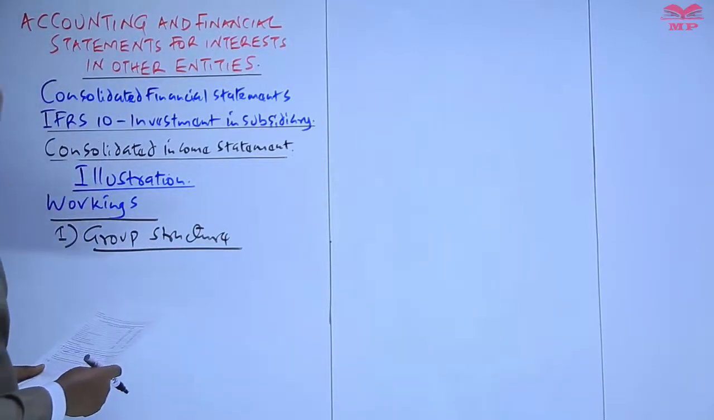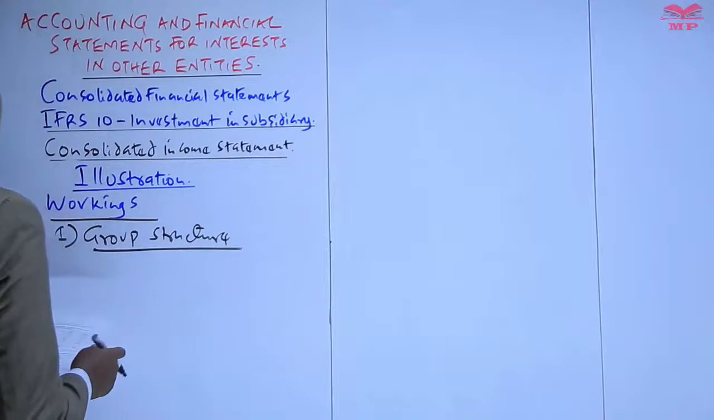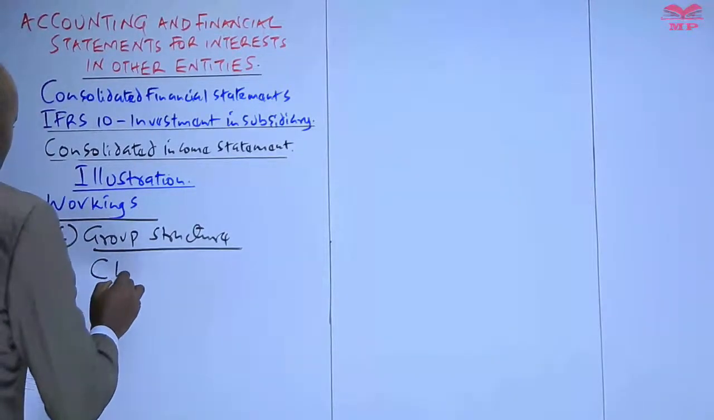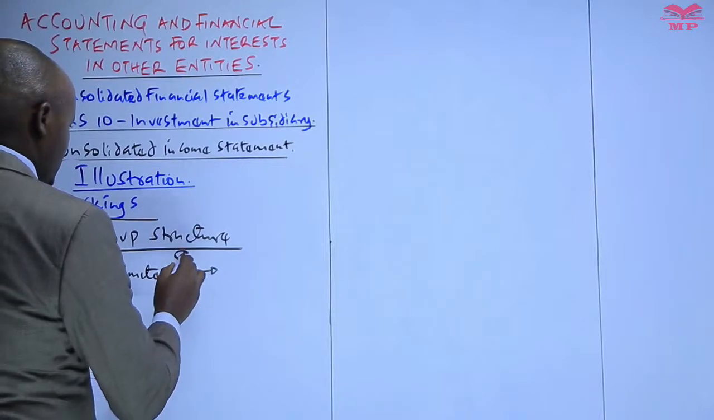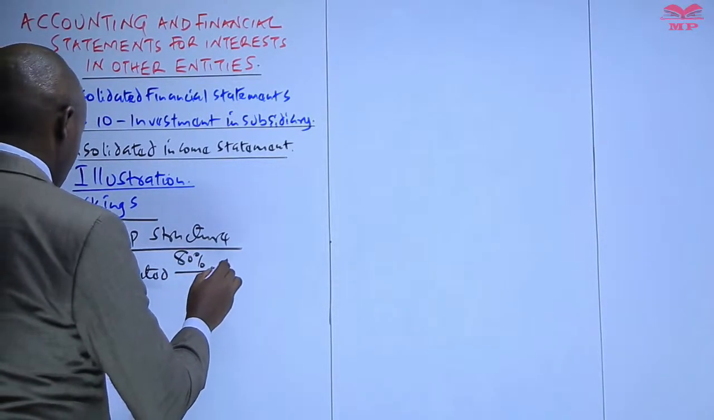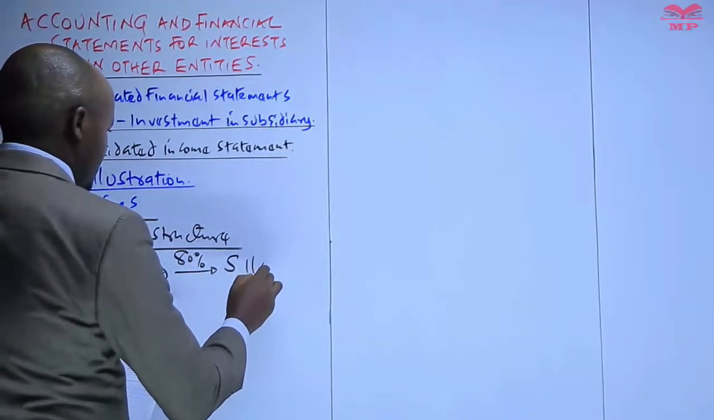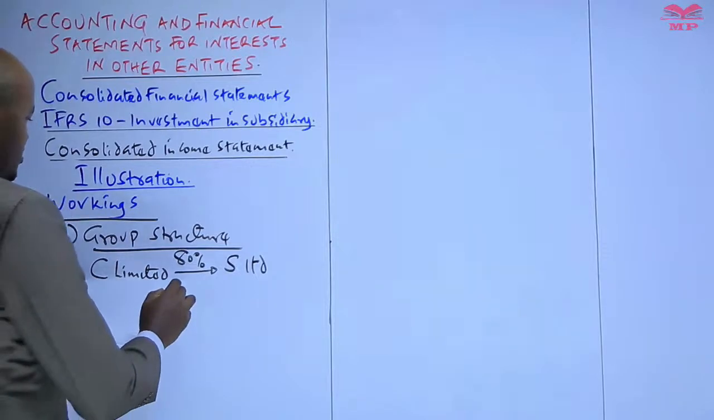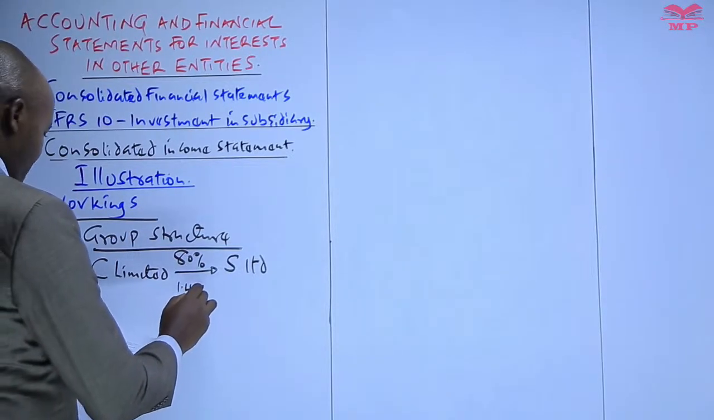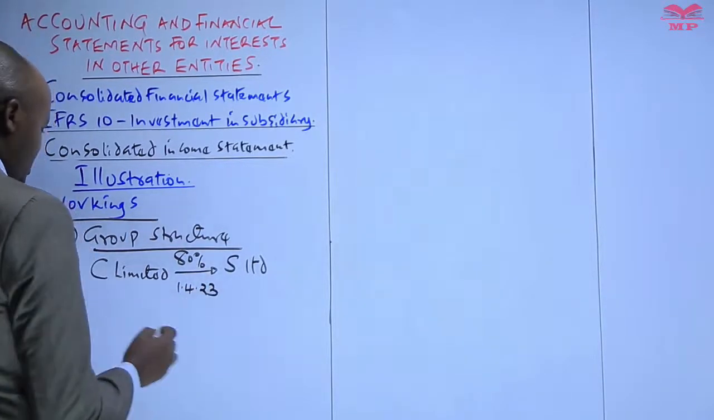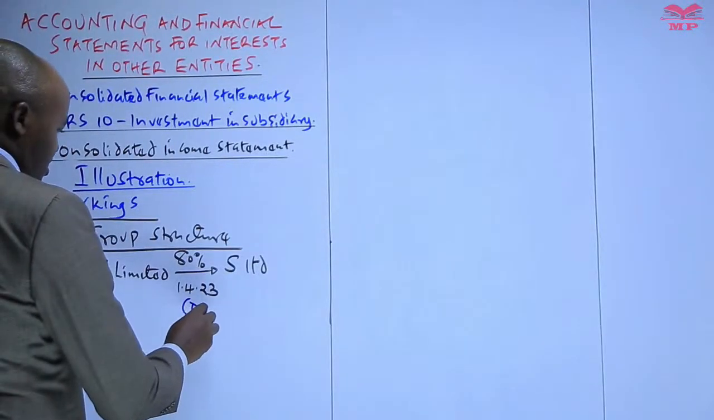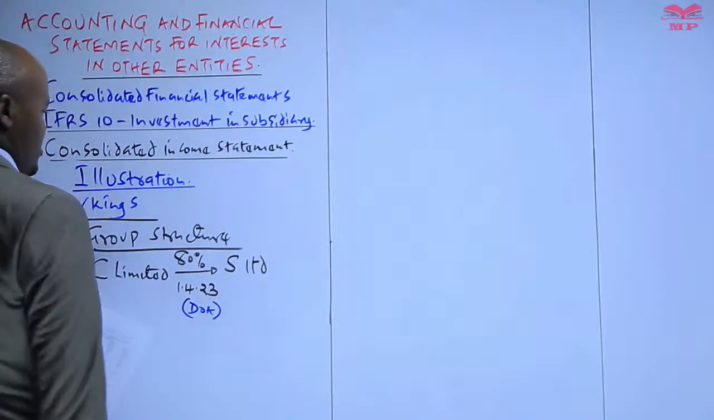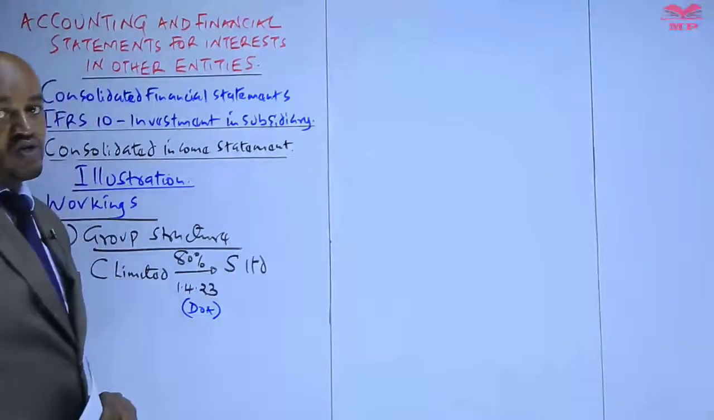So where do we get that particular information? In the first paragraph, whereby we are told C Limited acquired 80% investment in the company called S Limited. On which date? On 1st of April 2023. This is what we refer to as the date of acquisition.